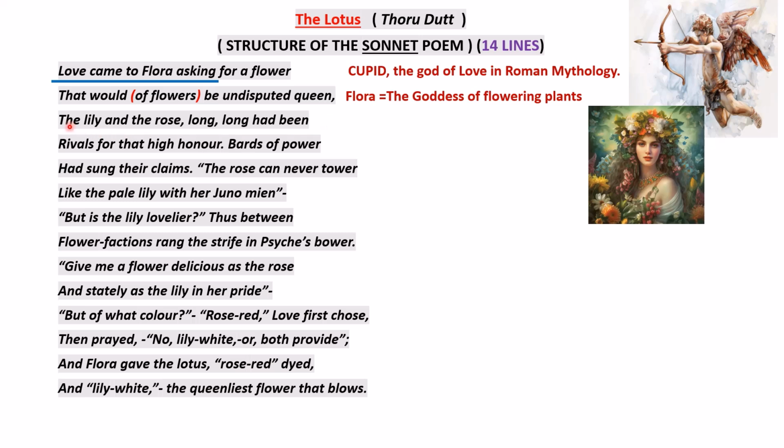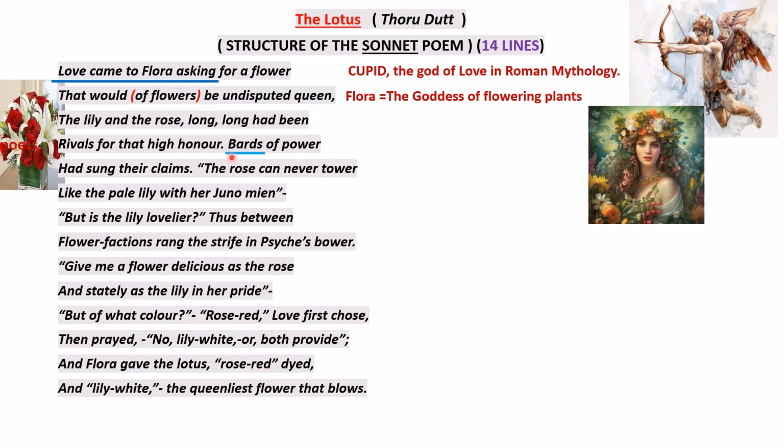And what did she tell? I mean, already there are some flowers which are disputing for that rank. The lily and the rose, long, long had been rivals for that high honor. For this highest state of honor, already lily and rose are in the competition, in the race. There are some people who support rose as the highest honored flower, and there are people who support lily as the highest flower. They are called bards of power.